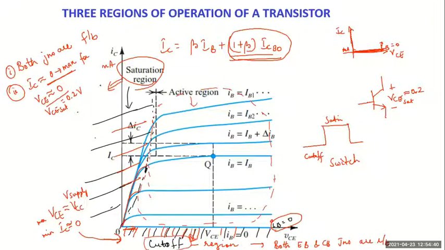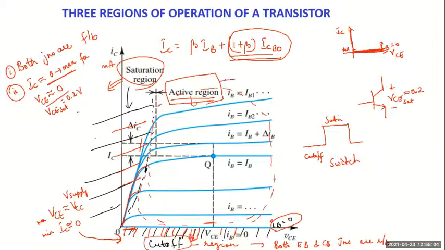In saturation, both junctions are forward biased. Current reaches maximum from 0 and the voltage across the transistor will almost be minimum or 0. Now, leaving those two, this central region which is shown here corresponds to the active region.